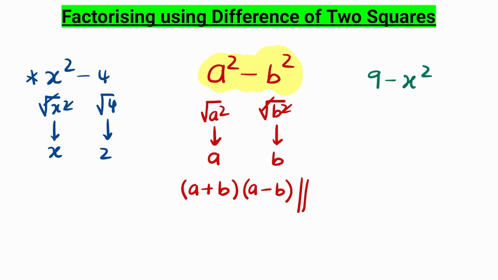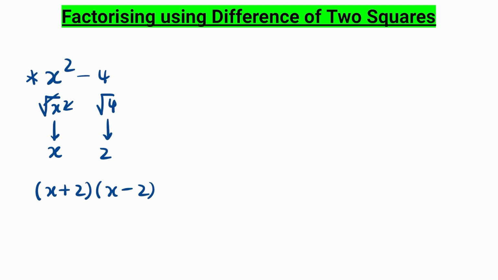After that, we should put x and 2 within two pairs of brackets. x here, 2 here, again x and 2. The next step, we have to put plus within one pair of brackets and minus within the other pair of brackets. Now let's see if the factorized expression that we got, which is x plus 2 multiplied by x minus 2, when expanded, will be equal to x squared minus 4.